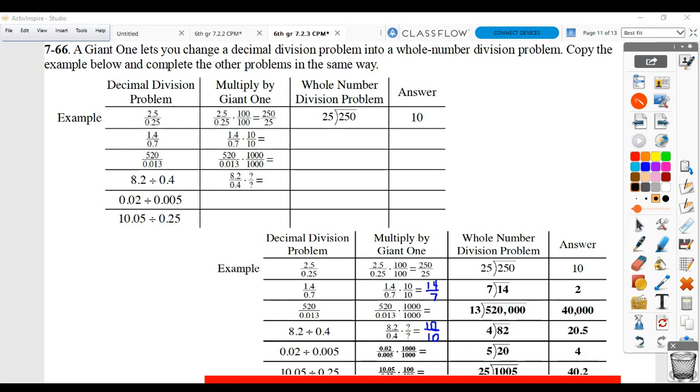And for this last one, you have 10 and 5 hundredths divided by 25 hundredths. You'd multiply by 100 top and bottom, which gives you 1,005 divided by 25, which is 40 and 2 tenths. So there were quite a lot of answers that needed to be filled in this chart.